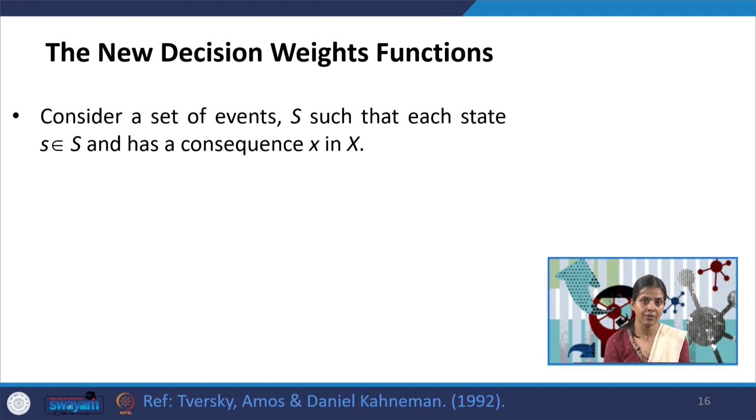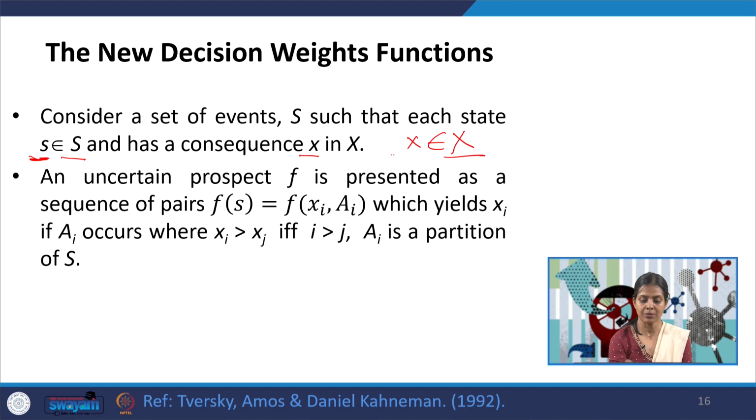Now, consider a set of events S such that each state, denoted by a small s, belongs to capital S and has a consequence small x, where small x belongs to capital X. So, this is the outcome space, these are individual outcomes. An uncertain prospect f is presented as a sequence of pairs, where f(s) is equal to f(xi, ai), which yields xi if ai occurs, where xi greater than xj if and only if i greater than j. ai is a partition of S.